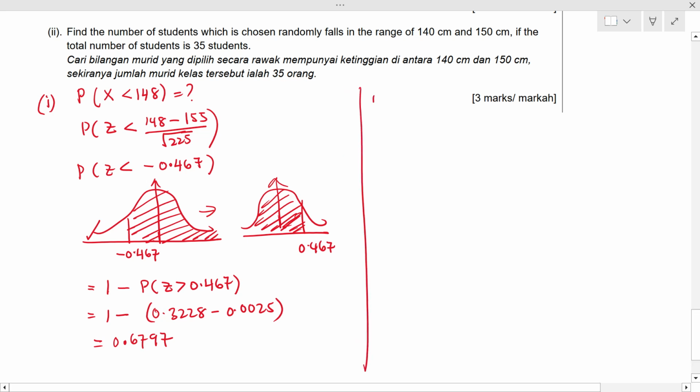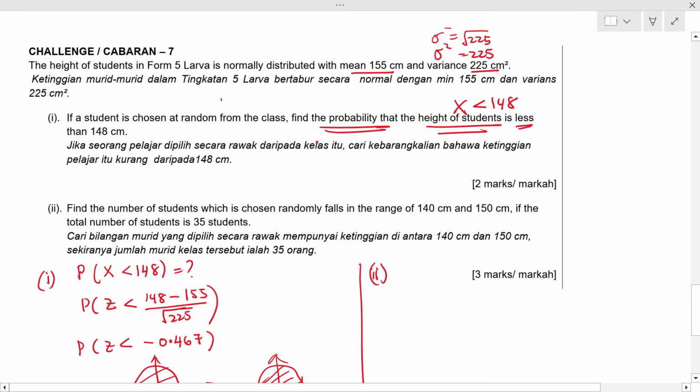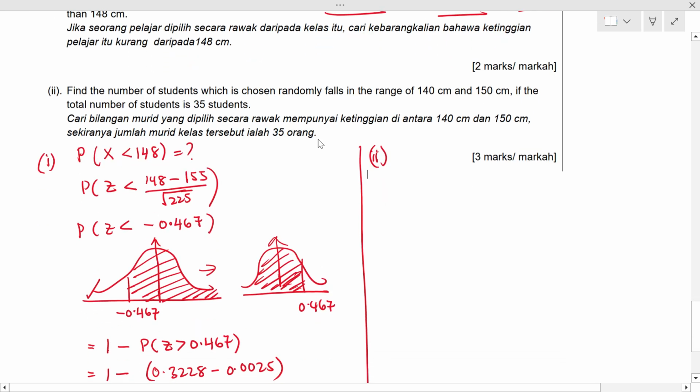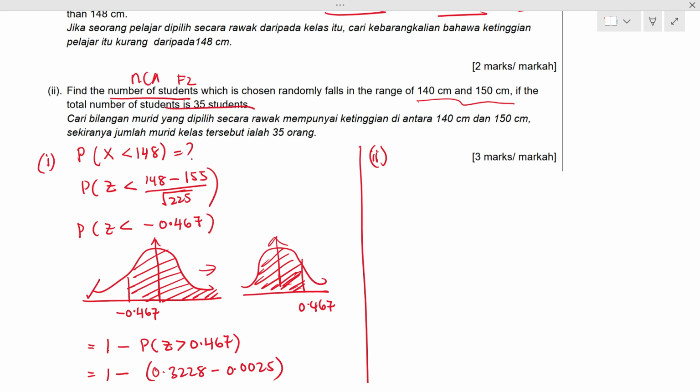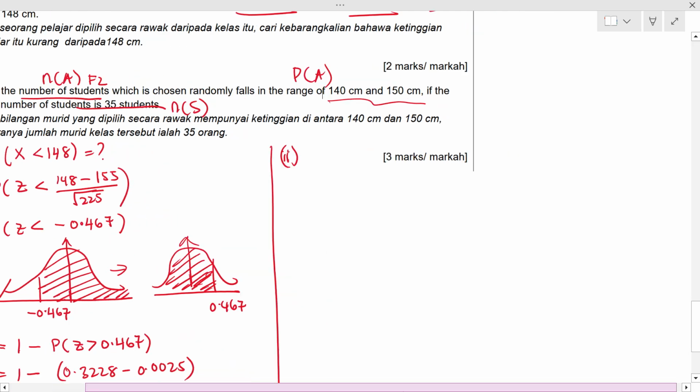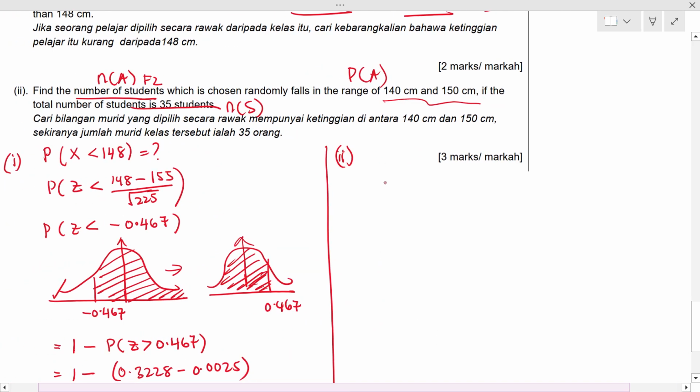Okay, and part B, part 2. Find the number of students who fall in the range, out of the total number of students. This is Form 2 probability. If they ask for a number like this, it is probability. This is event A, and the total number of students means the sample space. So we need to calculate the probability of A first.